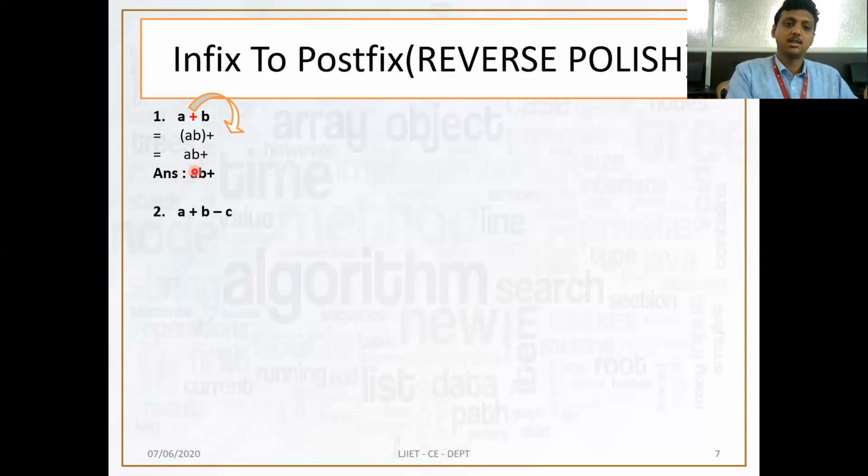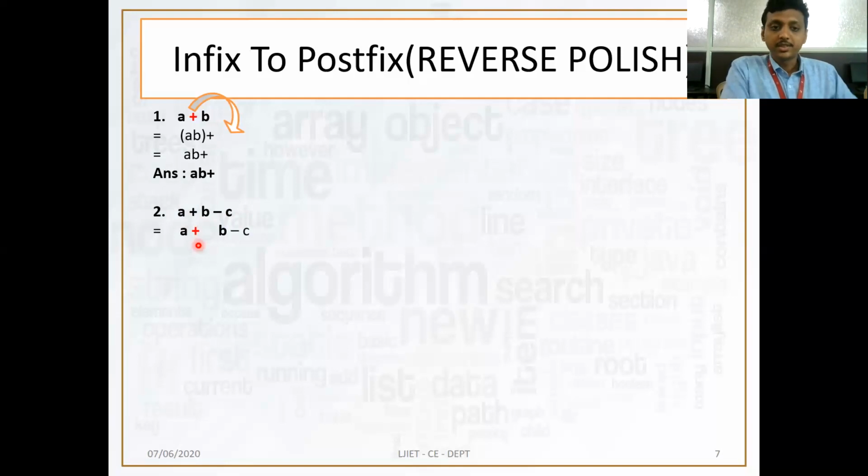Okay, fine. Now, taking the next example: A plus B minus C. Check your points to remember. Both the plus and minus operators have the same precedence. If precedence is the same, then we take from left to right. So what expression will be executed first? A plus B will be executed first.